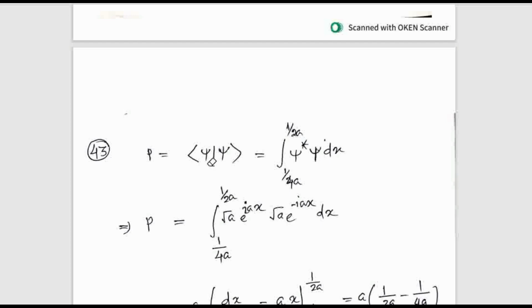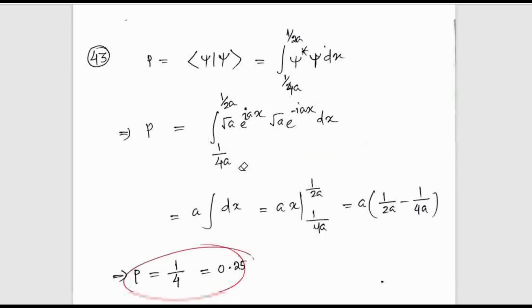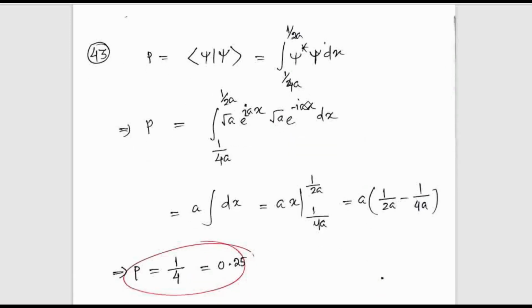That is the inner product of psi. This will give psi star psi dx, and you put the limits from the upper limit to the lower limit and solve. Again the imaginary terms will cancel out because they are complements of each other. So it will be like this, 1 by 4.